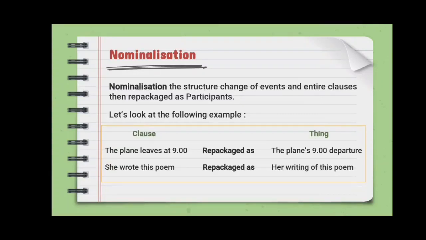We can change or repackage or simplify it into a nominal group like the plane's 9 departure. Those two clauses have the same meanings, but the first is process and the other is thing. Yang pertama itu menjelaskan tentang berangkat dan yang lain itu tentang keberangkatan. The second example is the same as the first one.